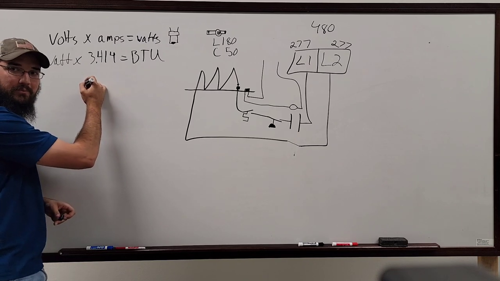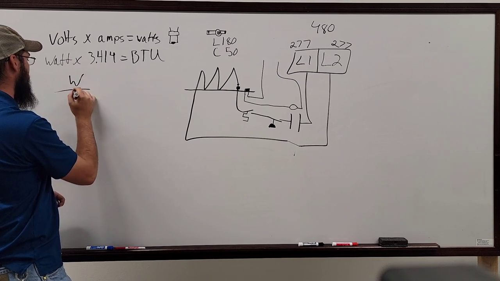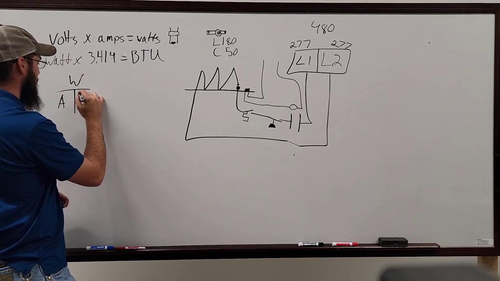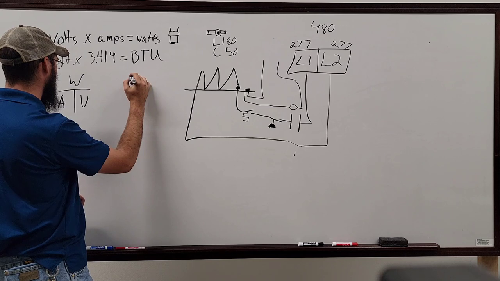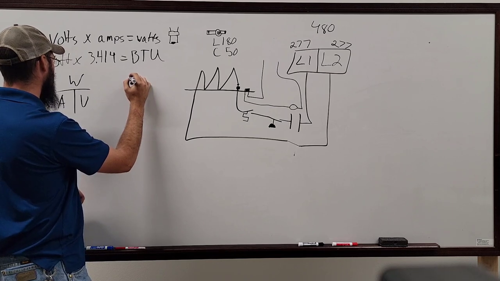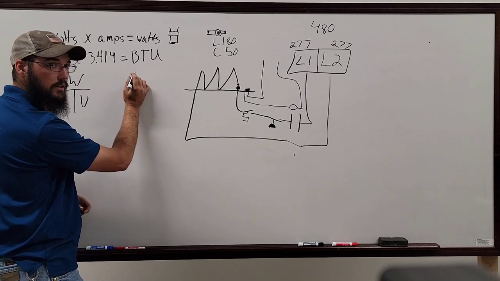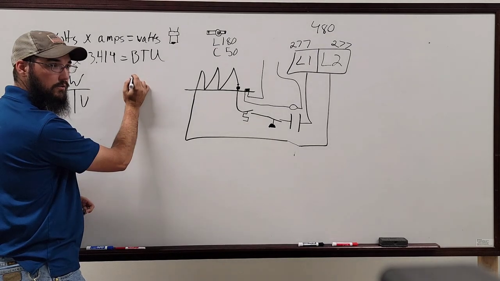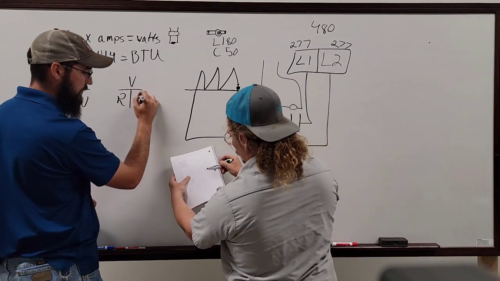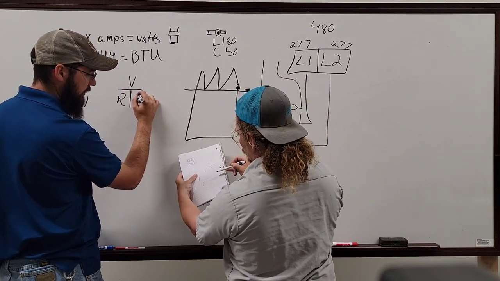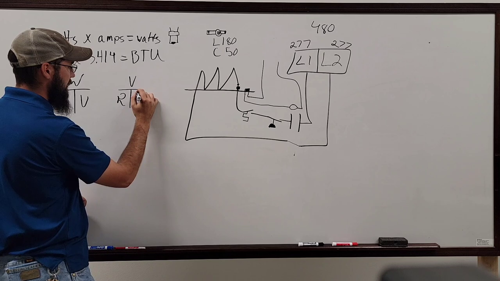I got myself twisted up. So you have watts over amps and volts. And then you have volts divided by your resistance also gets your amps. Right? Yeah, so it'd be amps, volts, resistance.